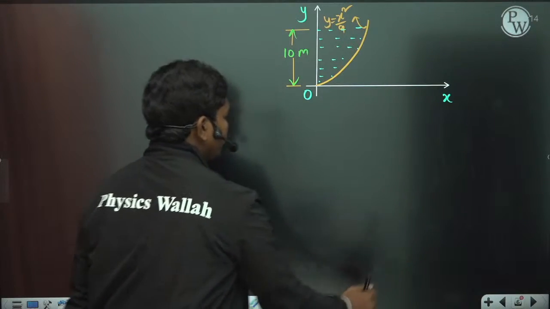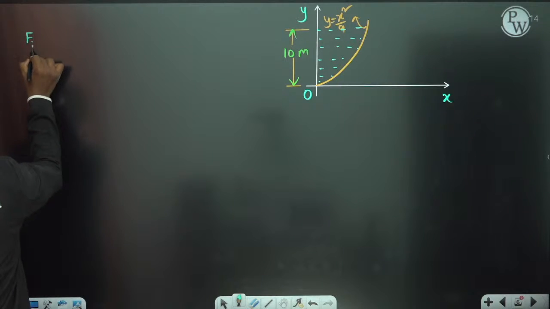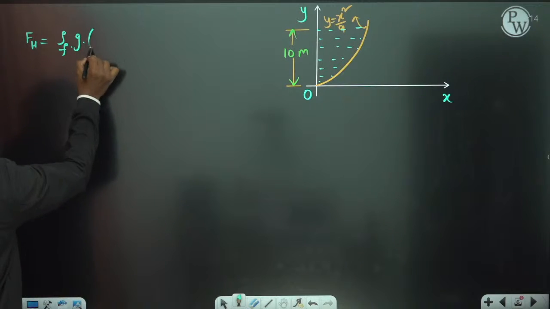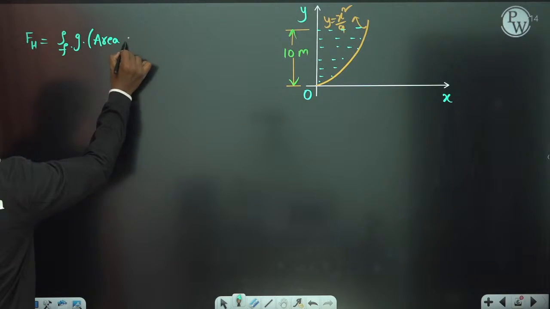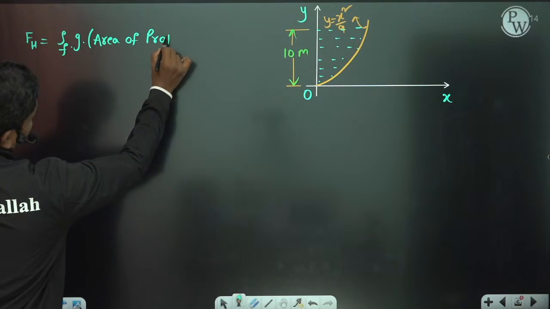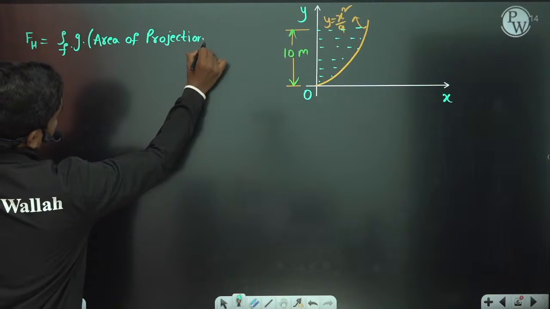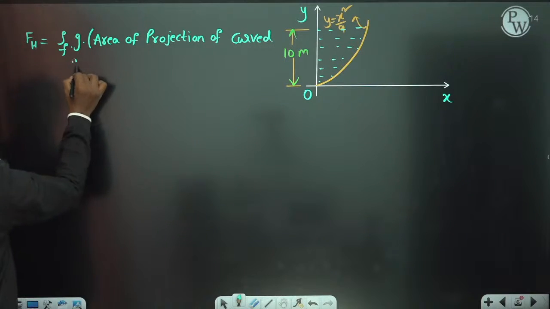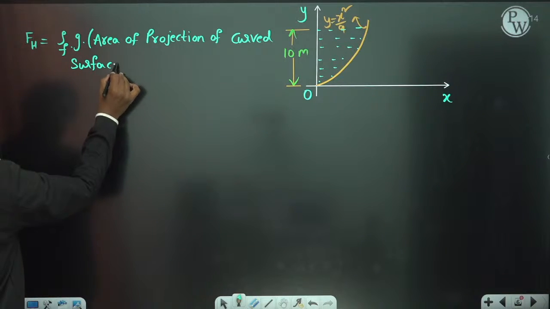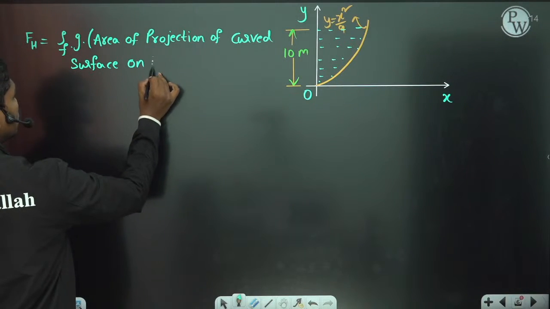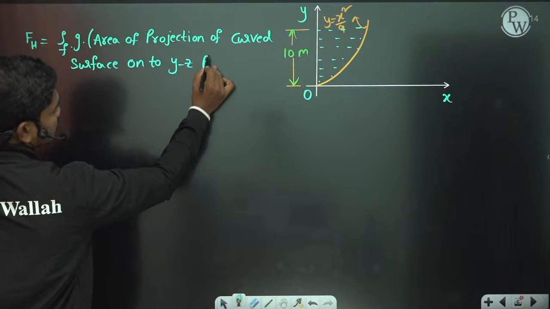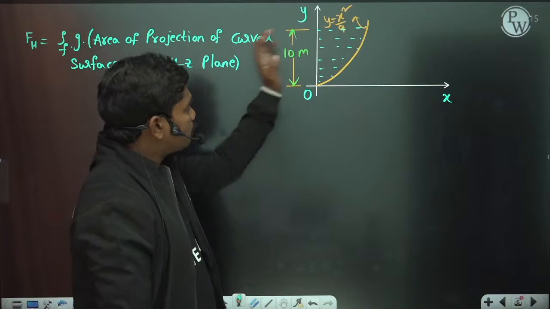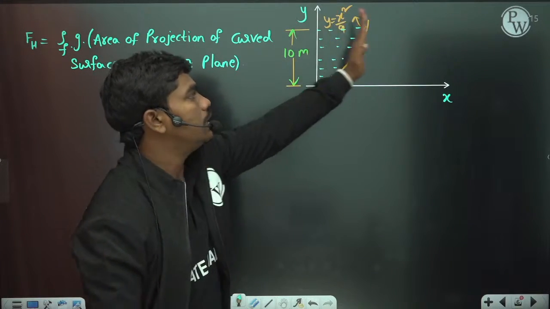So we know Fh, meaning Fx, the horizontal force acting in the x direction, is equal to the density of the fluid times gravity into the area of projection of the curved surface onto the yz plane. Let us say onto the yz plane, because the yz plane is the plane perpendicular to the x-axis. Okay, so basically if you want a force in a particular horizontal direction, you need to project this curved area onto a plane which is perpendicular.